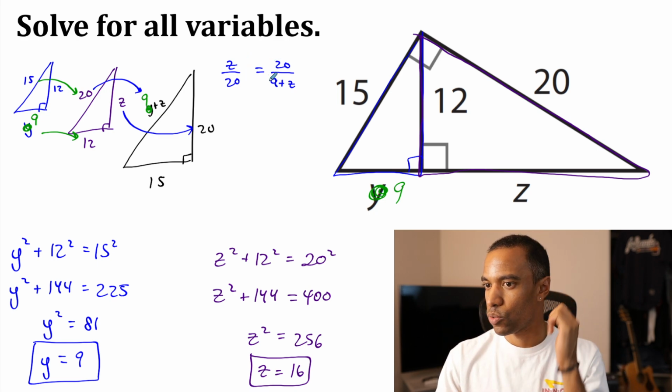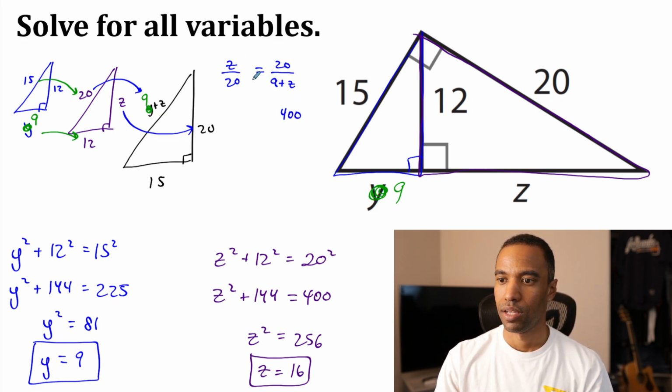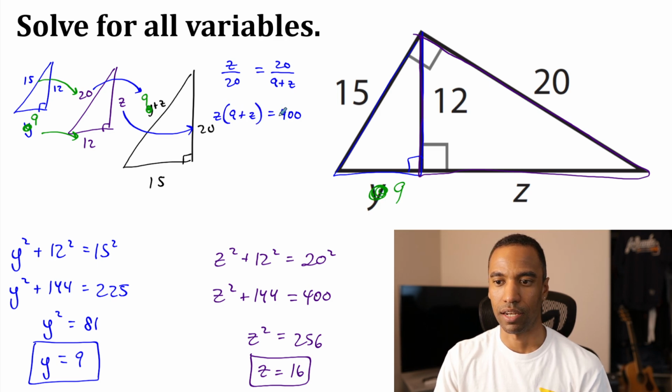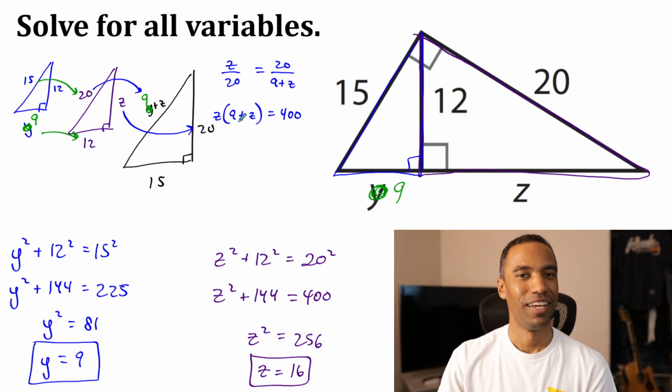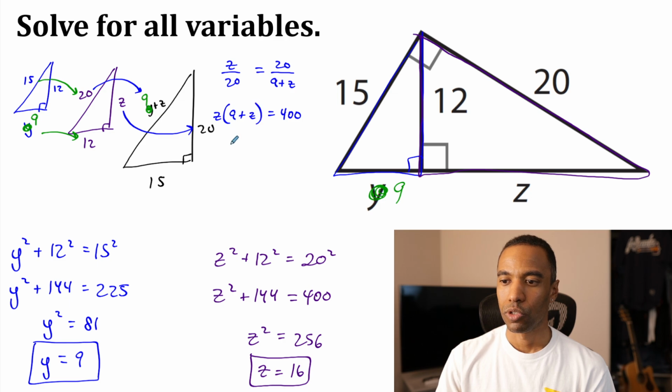So 20 times 20 is 400. And here we have z times 9 plus z. Hey, never experiment if you don't want to run with something like this. Distribute here, we get 9z plus z squared equals 400. Oh man, this is not one that you would want to have some fun with. Maybe I shouldn't have done this one, right?